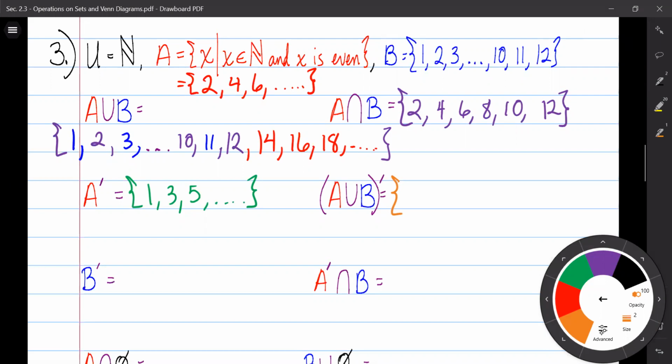So what would be the first number that's not in the union? So the union has everything from 1 to 12. So 13 is not in there. And then what else is not in there? 15, 17, 19, et cetera, like that.